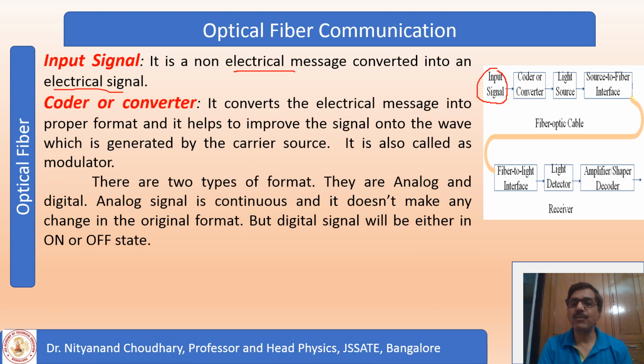The second part, as you can see here, is the coder or converter. This converts the electrical signal into the proper format. What can the formats be? The format can be either an analog signal or a digital signal. The electrical signal coming to the coder or converter is converted into the proper format, either analog or digital. What is the difference between analog and digital? Analog is a continuous signal, but in the case of digital, you have on and off states.